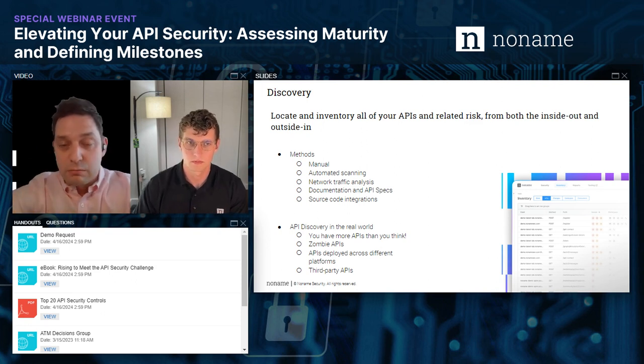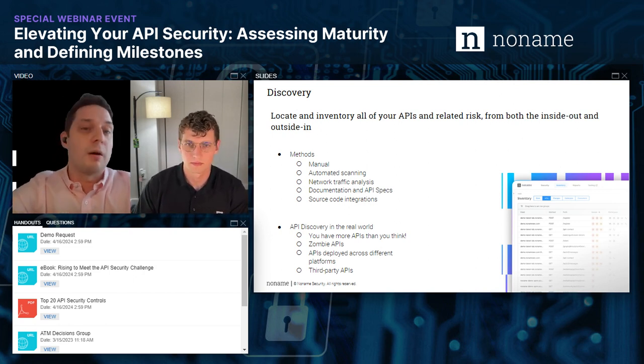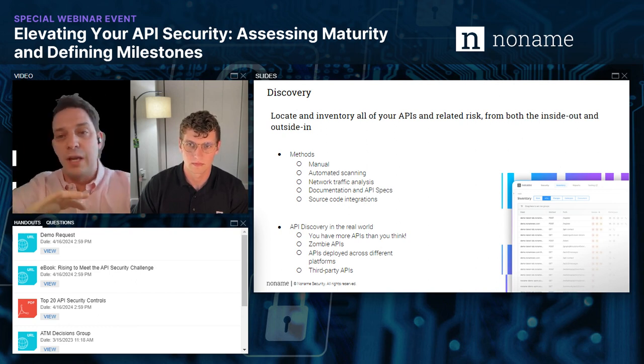And even better, you can connect whatever API security solution you're using to your source code repository like GitHub, right? And in this way, you get a complete picture of every API in your environment. And well, that does sound pretty easy. In the real world, API discovery can be tricky and challenging.